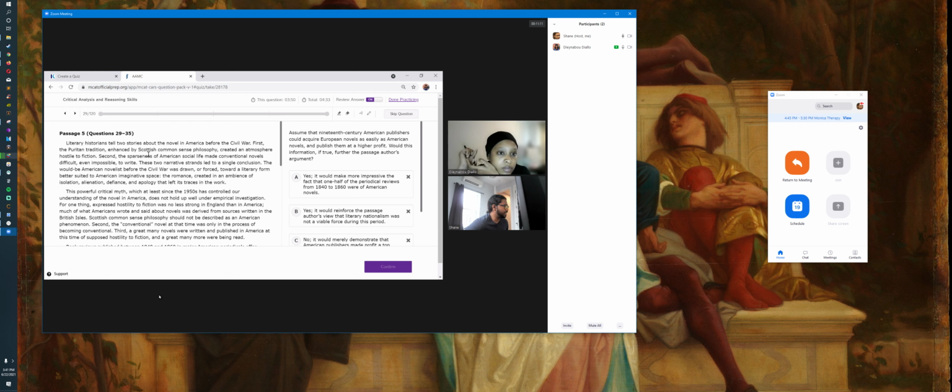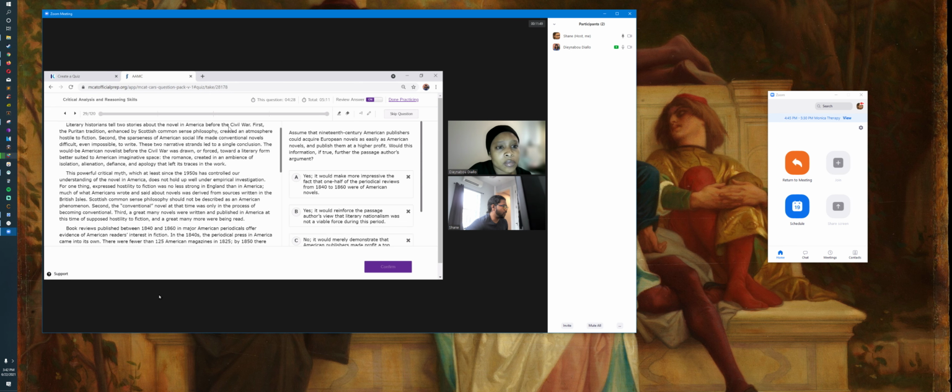Literary historians tell two stories about the novel in America before the Civil War. First, the Puritan tradition, enhanced by Scottish common sense philosophy, created an atmosphere hostile to fiction. Second, the sparseness of American social life made conventional novels difficult, even impossible to write. These two narrative strands led to a single conclusion. The would-be American novelist before the Civil War was drawn or forced toward a literary form better suited to American imaginative space: the romance, created in an ambiance of isolation, alienation, defiance, and apology, that left its traces in the work.